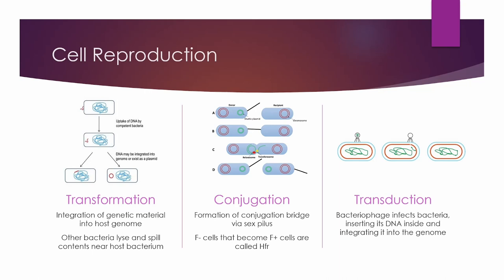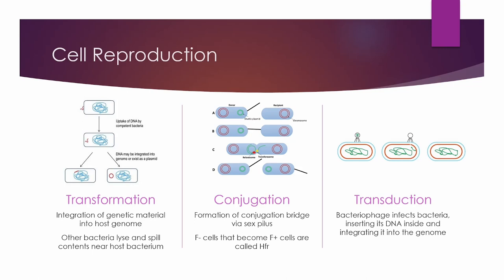Transformation is a sexual reproduction method where genetic material is integrated into the host genome. Other bacteria will lyse and spill their contents out to the host bacteria, which will then be taken up by the host bacterium. Transduction, on the other hand, is when bacteriophages infect the bacterium, inserting their DNA inside and integrating it into the genome.